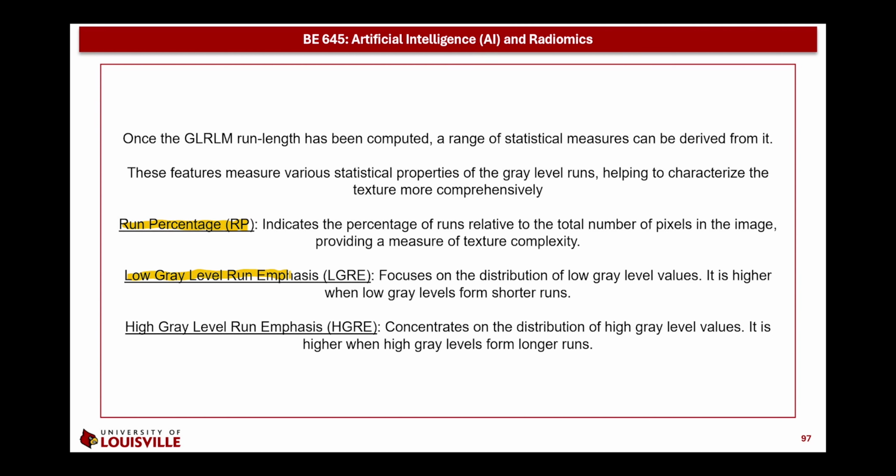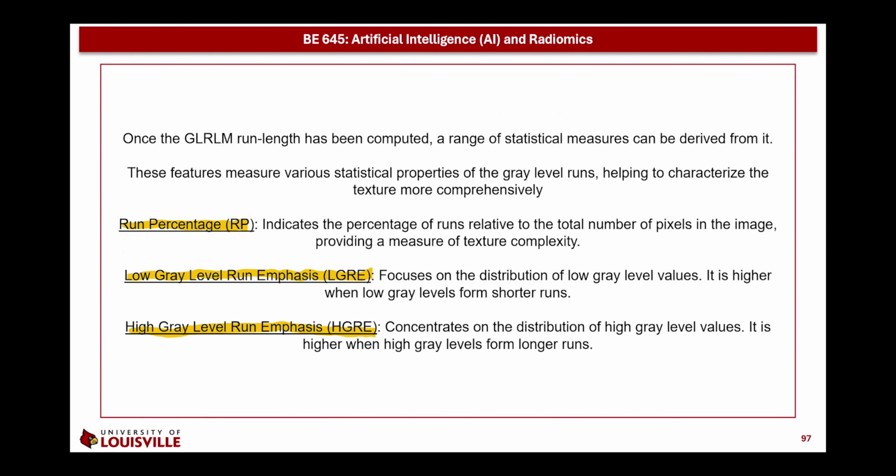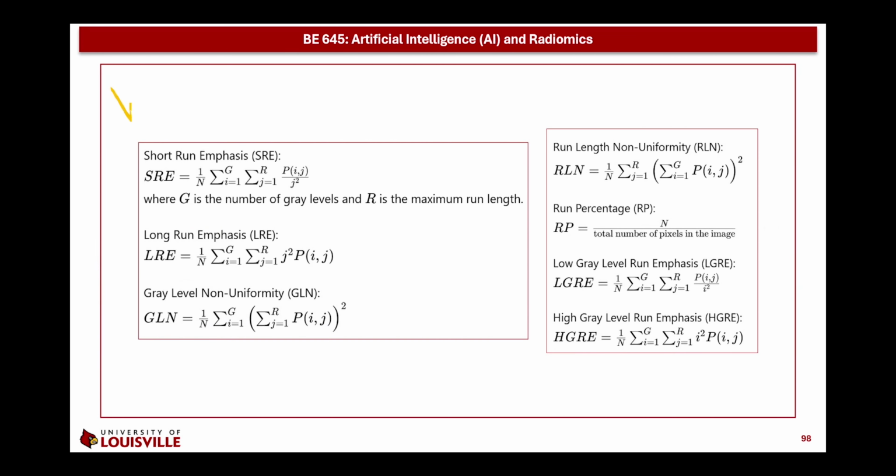Low gray level run emphasis, or LGRE. It focuses on the distribution of low gray level values. High gray level run emphasis, HGRE. It's similar but for high gray levels, so it concentrates on the distribution of high gray level values. It's higher when high gray level values form longer runs. So now we have 4 plus 3, 7 features that can be calculated using the run length matrix. And these are the corresponding formulas.